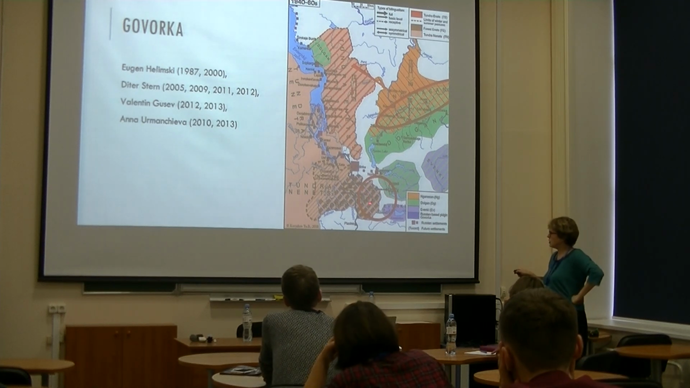And then Govorka was used between the forest Enets and Tundra Nenets who lived here, and the Evenki and the Dolgans who lived here.